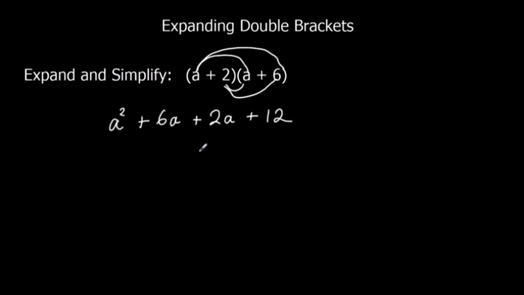The terms we can add up are the two terms in the middle, 6a and 2a. We can't add a squareds to a's, and we can't add 12, the number by itself, to a's either. So we can just add up these two, and 6a plus 2a, that's 8a. So we've got a squared plus 8a plus 12. That's the final answer.